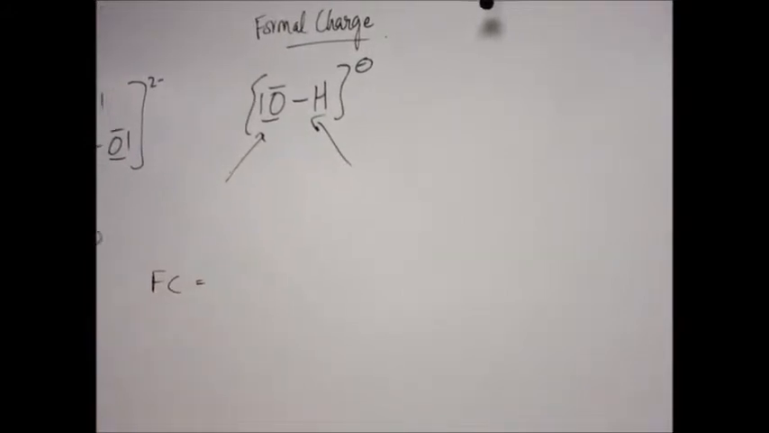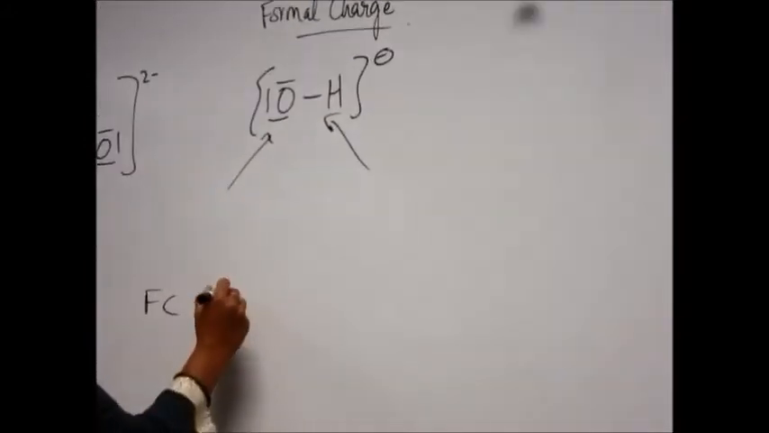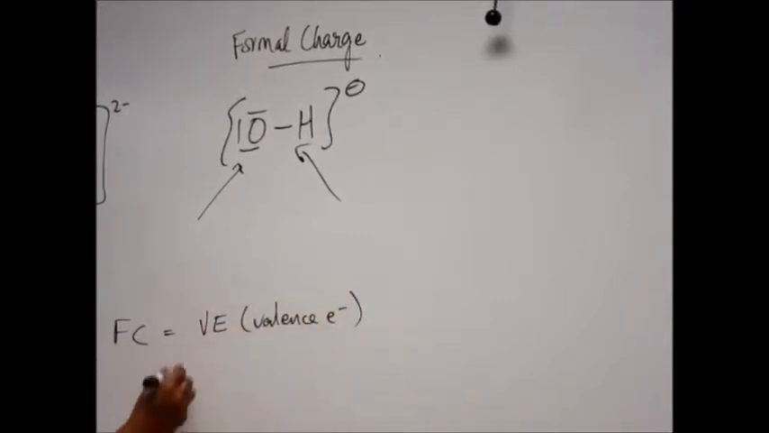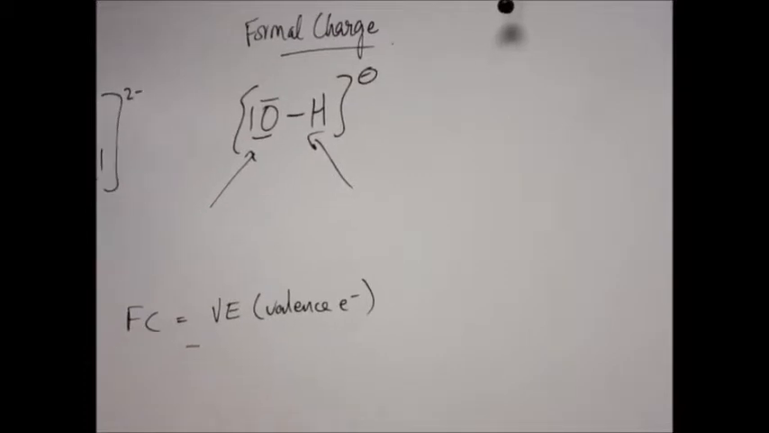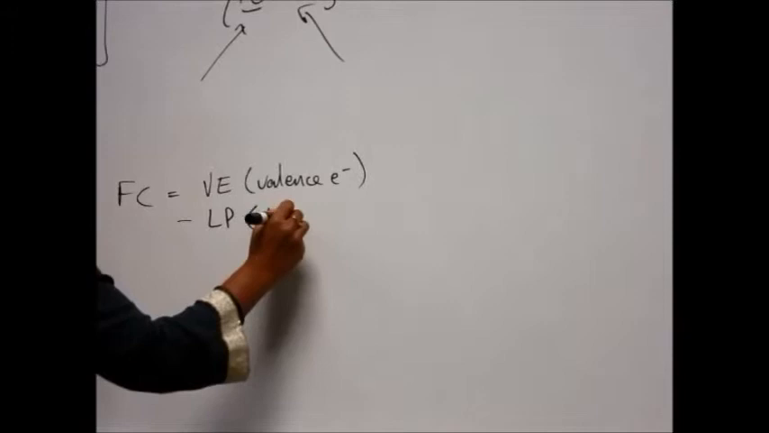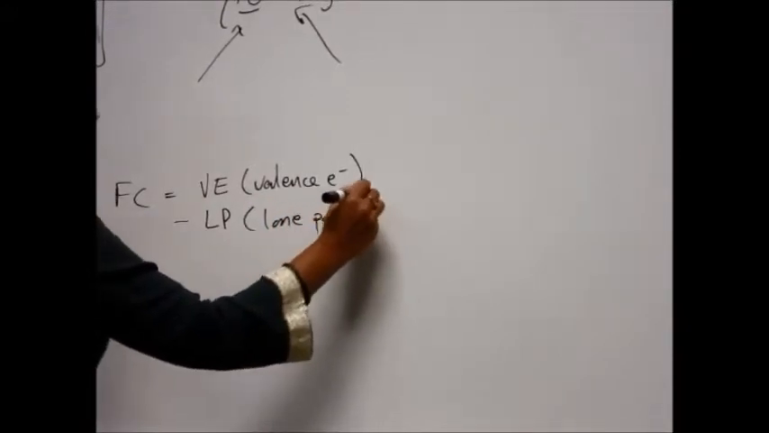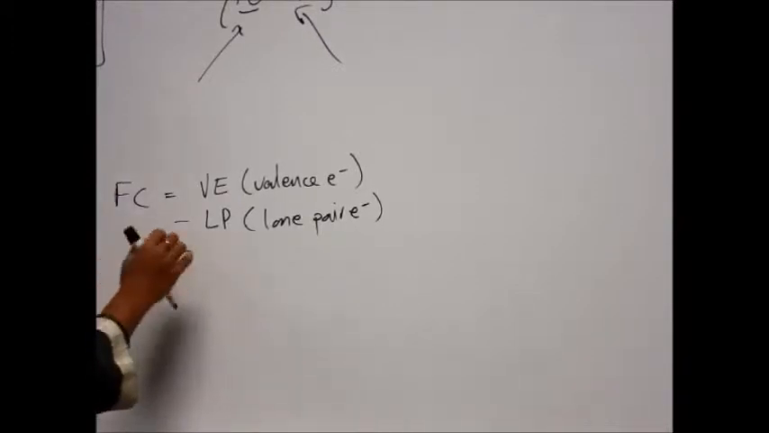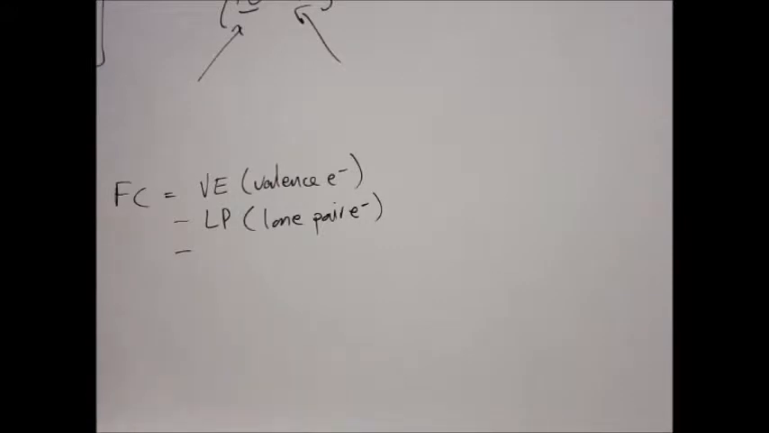So formal charge, FC if you want to abbreviate that, is the number of valence electrons minus lone pair electrons. And this is where I differ from the textbook sometimes, because I want to make my life easy and not hard. The less math I have to do sometimes, the better it is, especially now. I'm just done with the math.